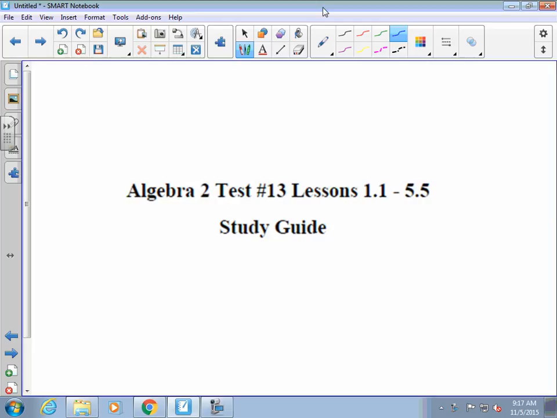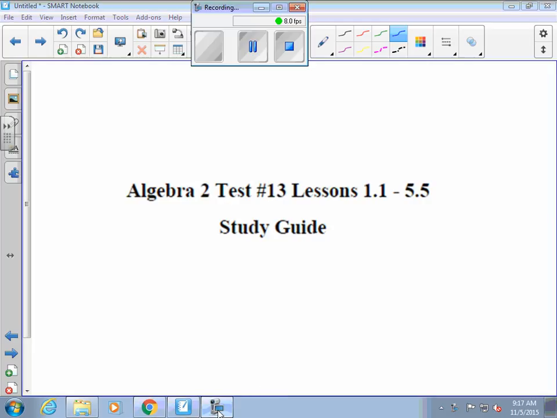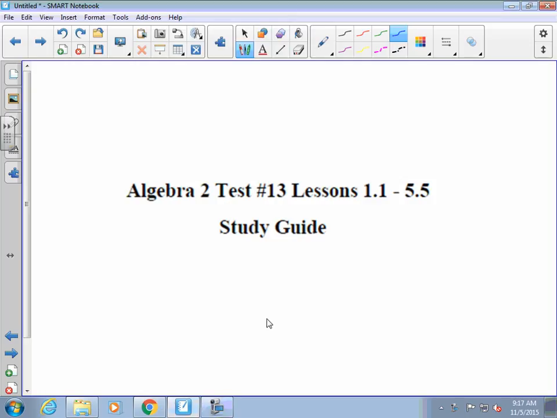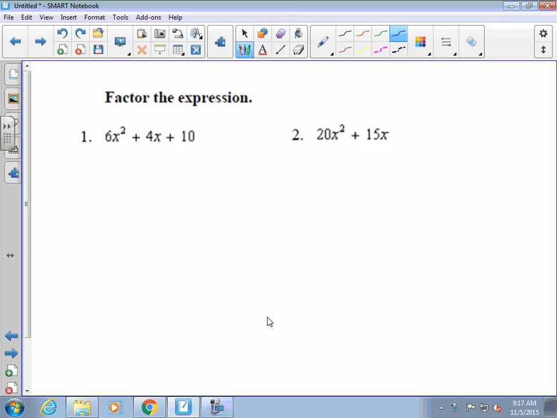This is Algebra 2, Test 13. We got through Lesson 5.5. We're factoring these expressions. So this is back from a few weeks ago.